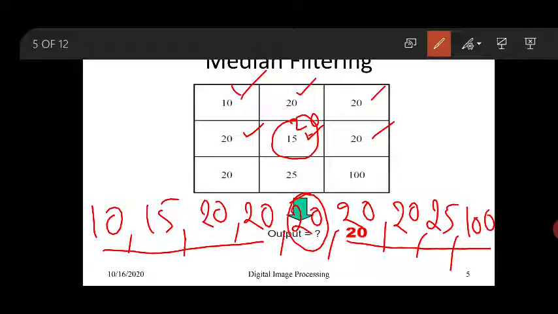The earlier center pixel value was 15, now it will be replaced with 20, because which operation are you doing? Median filtering. You write all the pixel values; you consider only 3 by 3, not 500 by 500 pixels at a time. The first step is to take 3 by 3 pixels of the image and write them down in increasing order. Whichever middle value comes will replace the center pixel value.